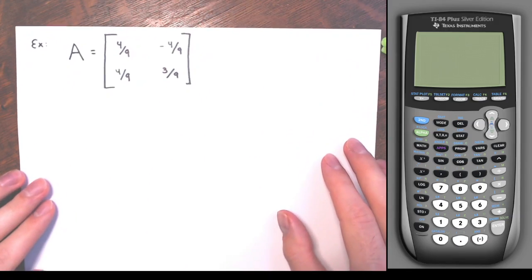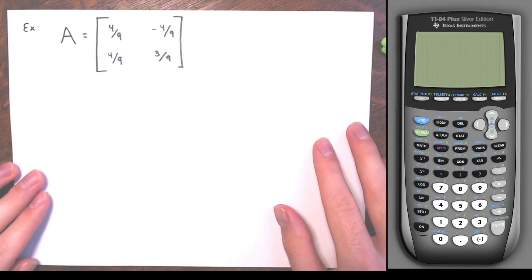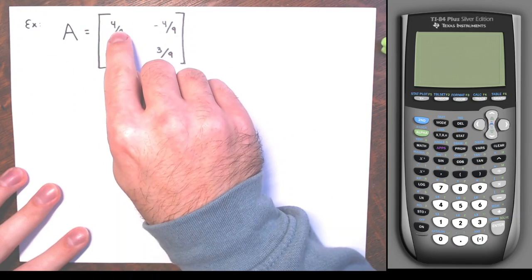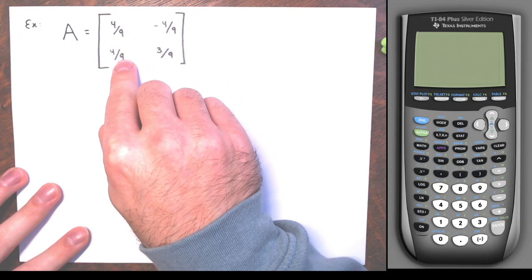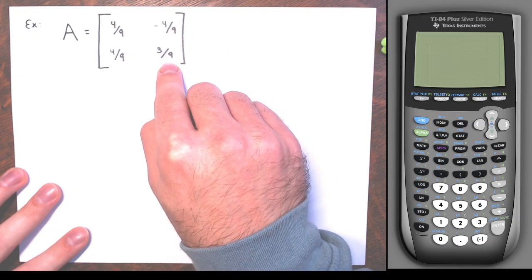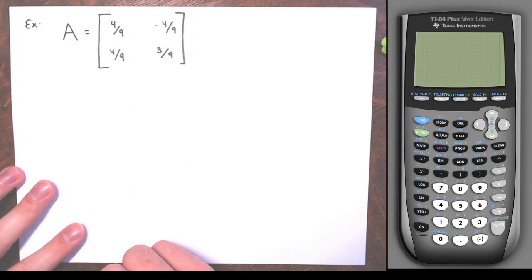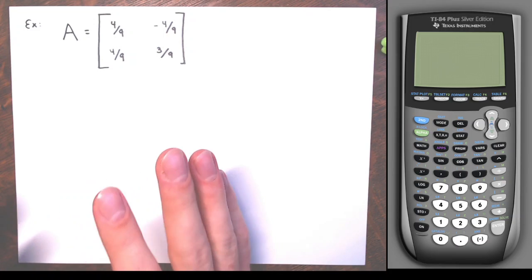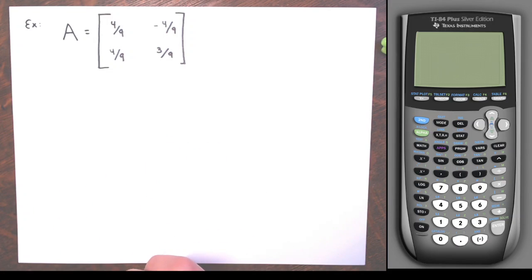All right, so here's another one. So I've got another 2 by 2 matrix. First column 4/9, 4/9. Second column -4/9 and 3/9. Now I know 3/9 is 1/3, but I just wanted to write it so they all have the same denominator here. And the question is again, is this matrix orthogonal? Is this an orthogonal matrix?